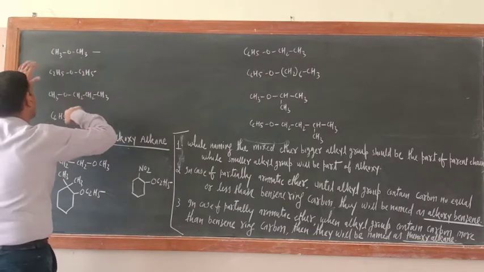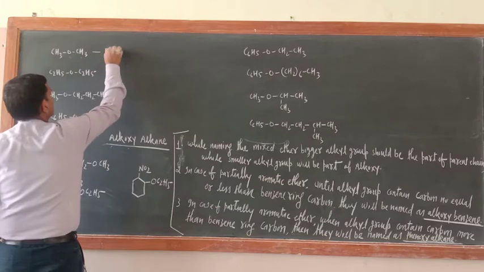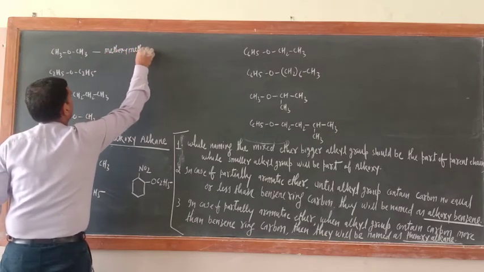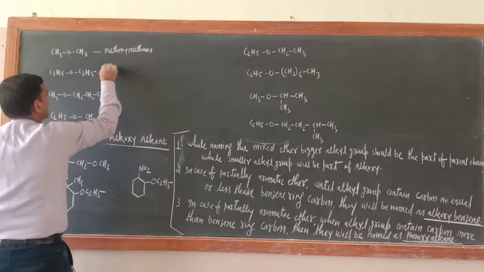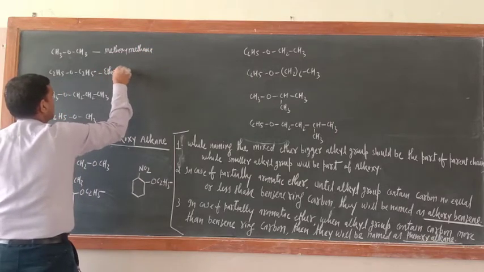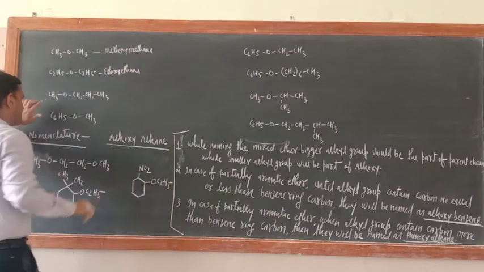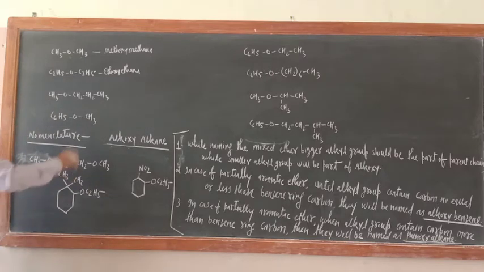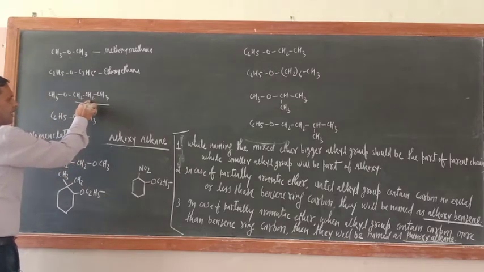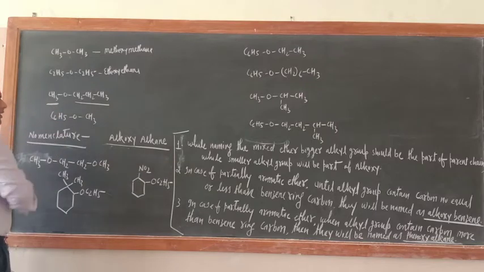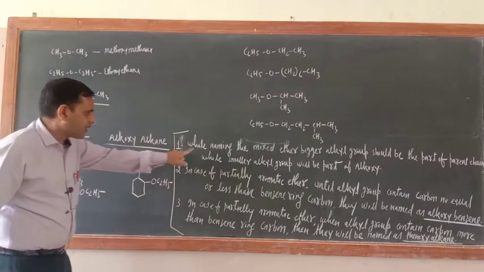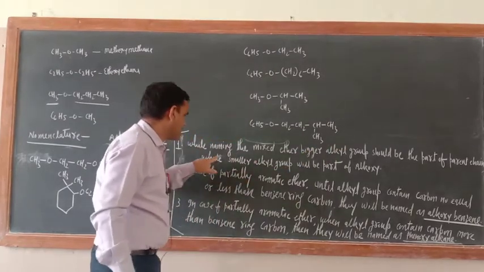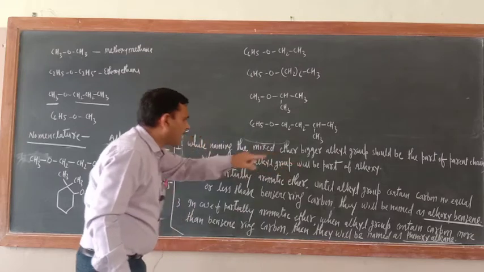I have already named these two. This is methoxymethane, and this is ethoxyethane. Now just see, this is an example of unsymmetrical ether. Here is an alkyl group containing 3 carbon atoms, and here an alkyl group containing 1 carbon atom. So here what is written? While naming the mixed ether, the bigger alkyl group should be the part of the parent chain, while the smaller alkyl group will be the part of alkoxy.